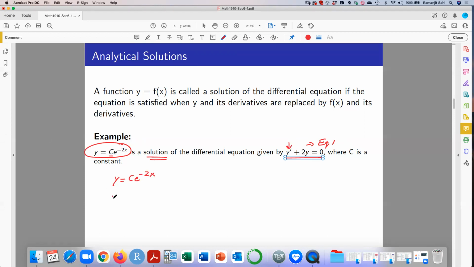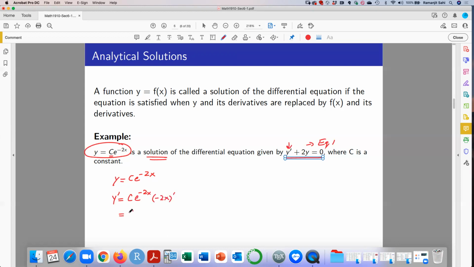So y prime equals, now c is a constant, we don't do anything. What is the differential of e to the power negative 2x? It is simply e to the power negative 2x. But remember, you will have a constant in front of x. So you will take the differential of negative 2x.